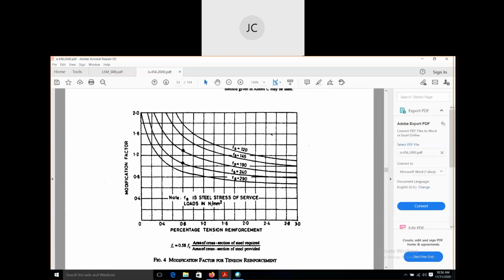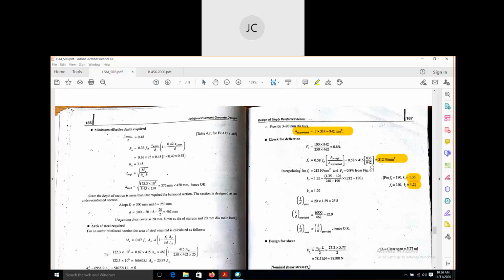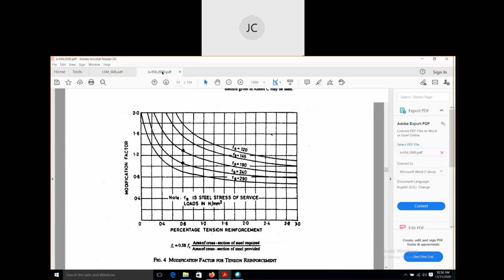Then similarly for fs equal to 240, you can find out the value here. It will be around 1 point something, 1.2 and 1.35. So now you have got the values for fs equal to 190 and for fs equal to 240. But we need the value at fs, that means stress in steel, for 212. So how to do it? You know that this value will be less than 1.35. From this graph your fs value of 212 will be between these two curves, so this value will be less than 1.35.